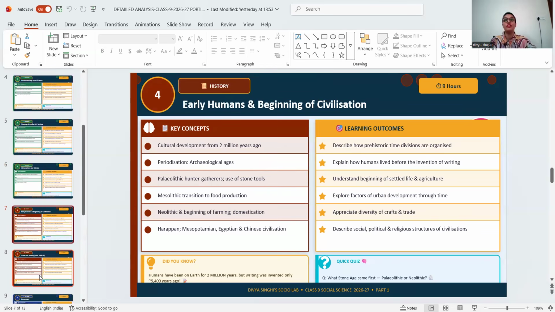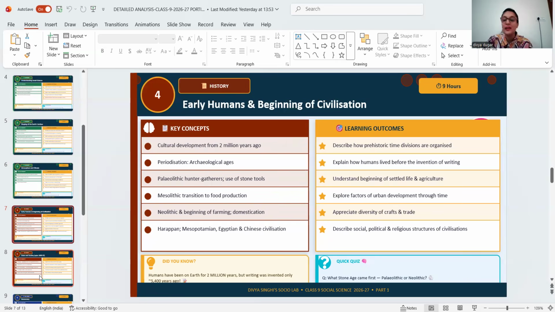beginning of civilization. It is a completely new chapter. Okay, and what you are going to study here is about archaeological ages like Paleolithic, Mesolithic, Neolithic; we will do a deep analysis of the different archaeological ages in this. And children, in this chapter you also have one very important topic, which is regarding civilization. So we're going to study about Harappan, Mesopotamian, Egyptian and Chinese civilization. So children, this is the newly updated chapter, newly added chapter actually.